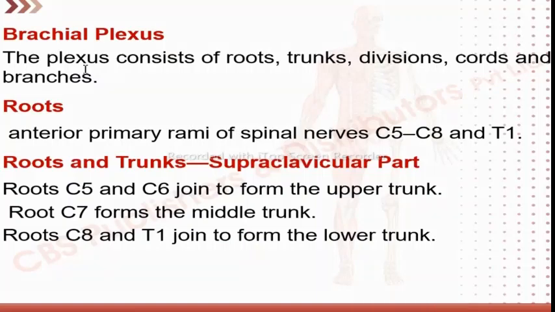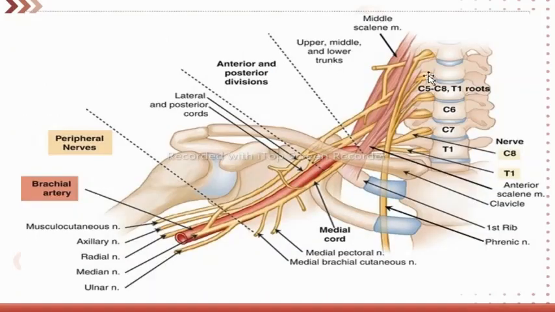So the brachial plexus consists of the root, trunk, division, cord and branches. Here we can see the brachial plexus arises from the roots, from the 5th spinal nerve, 6, 7, 8 and T1 thoracic nerve. The brachial plexus is formed by the ventral rami of the spinal nerves. Remember this: it arises from the ventral rami of the C5, C6, C7, C8 and T1 spinal nerves.